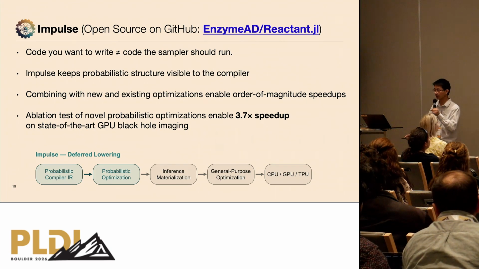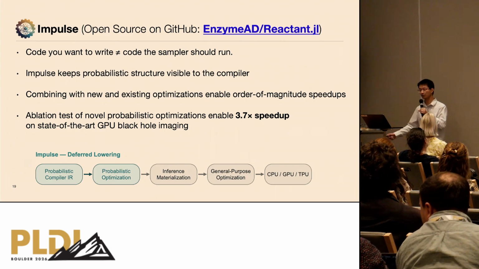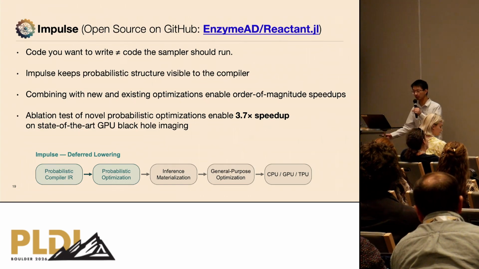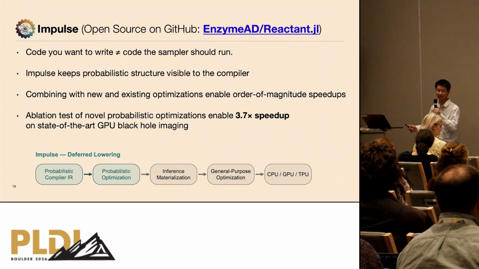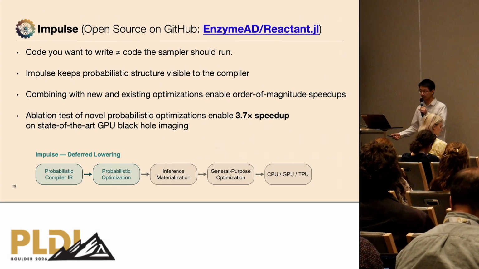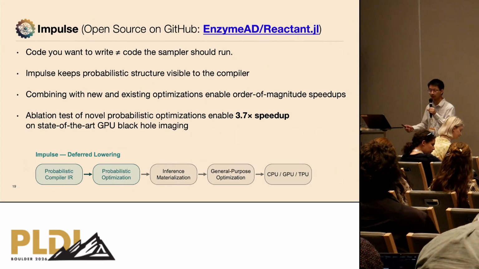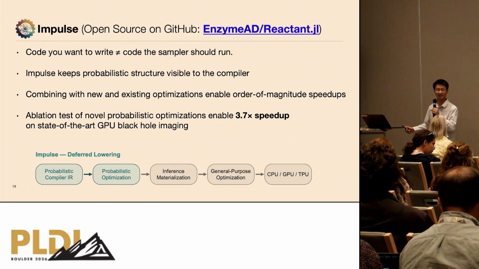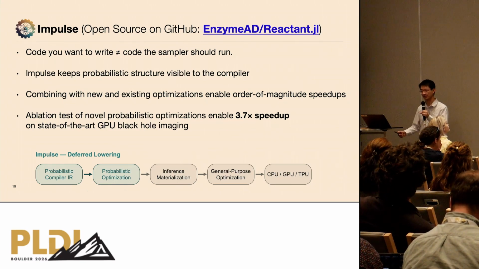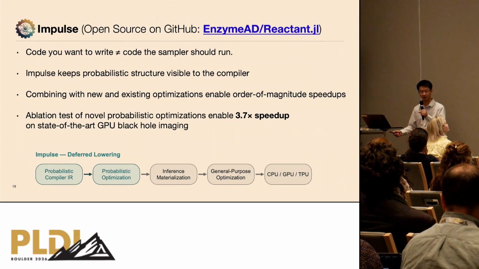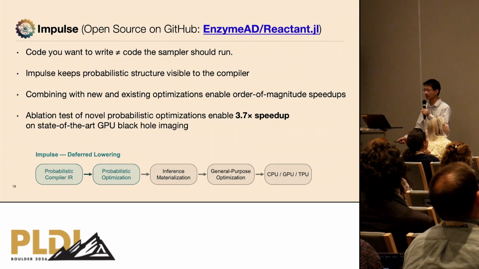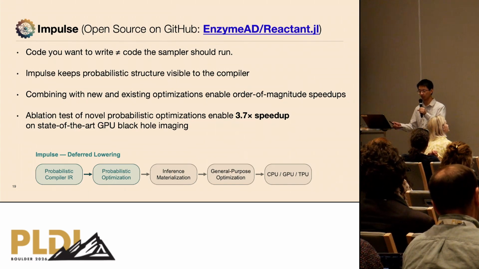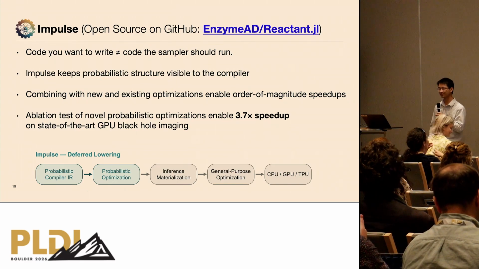And that concludes my talk. I just introduced a new probabilistic programming framework called Impulse, and we address the problem of writing natural code by a scientist, because they want to write exactly what they want instead of performance engineering their code. And we performed a Bayesian study to show we are able to achieve 3.7x speedup on a state-of-the-art GPU black hole imaging workload. Thank you so much.